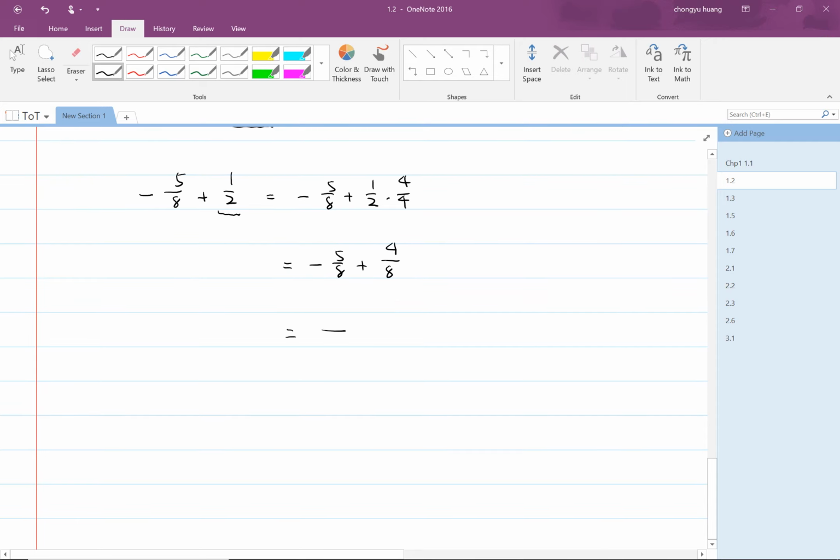What you can see over here is that you got a negative 5. Now they have the same denominator, so we do something on the numerator. You're going to have negative 5 plus 4, right? Since 5 is bigger than 4 and it's negative, it's going to be some negative number. So it's going to be negative 1. Negative 5 plus 4 is going to be negative 1, therefore the answer is negative 1 over 8.